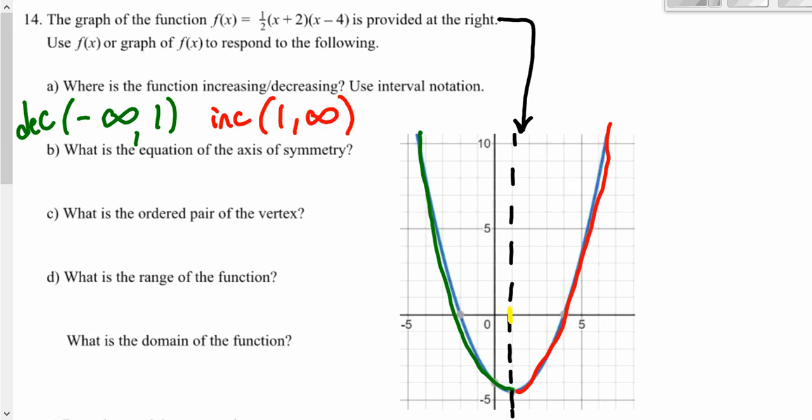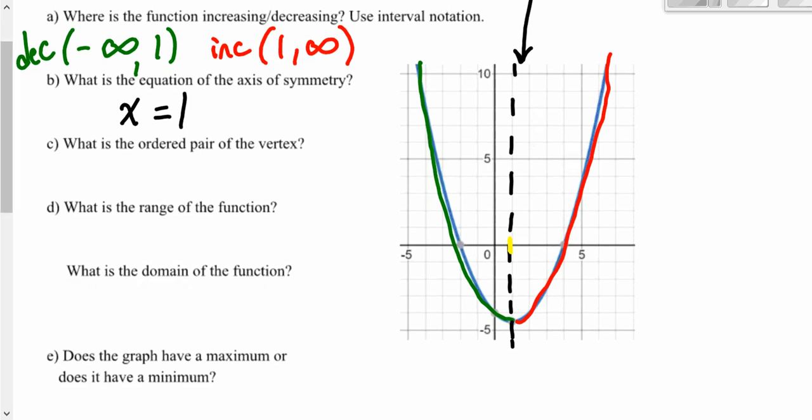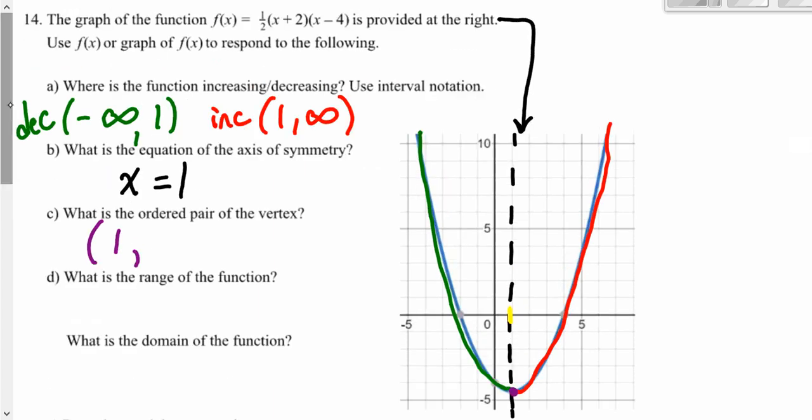The line of symmetry, as I just mentioned, is at 1. That's the dotted black line. The ordered pair of the vertex is the point of the vertex. So this would be 1 comma, and I have to figure out where that is. Actually looks like it's in between some values.